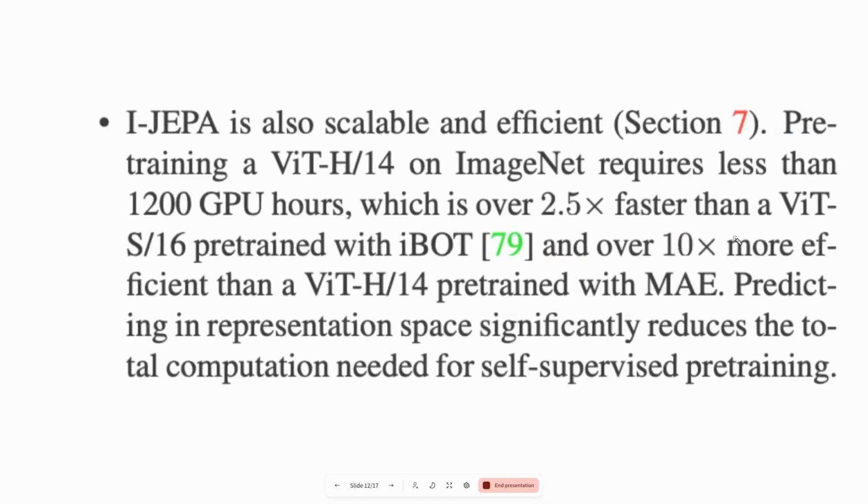This is another statement they make in the paper, which is that it's scalable and efficient, right? It's definitely more scalable than generative architectures. So I think that's the main statement they're making here, that this is more efficient than generative architectures, right? And it's pretty obvious why, because they are predicting in the representation space, versus generative architectures predicting in the final output space, which by definition should be higher dimensional than your embedding. So does this make sense? The synopsis of this slide.